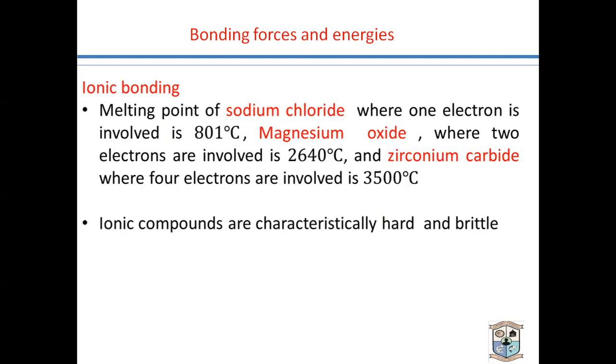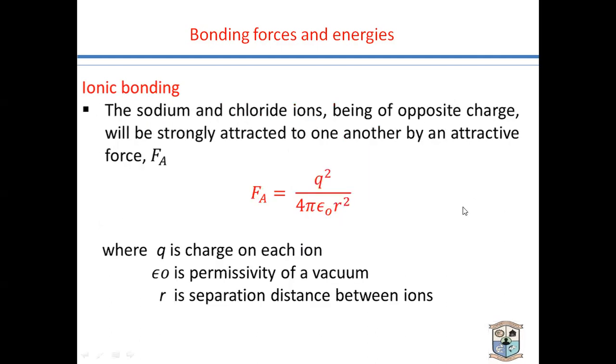So ionic compounds are characteristically hard and brittle. That's worth noting also. Not all of them, but they are characteristically hard and brittle. Also in ionic bonding, being of opposite charge, the ions will be strongly attracted to one another by an attractive force, which is Fa, with this formula here. Remember, we looked at the bonding forces and the energies earlier.